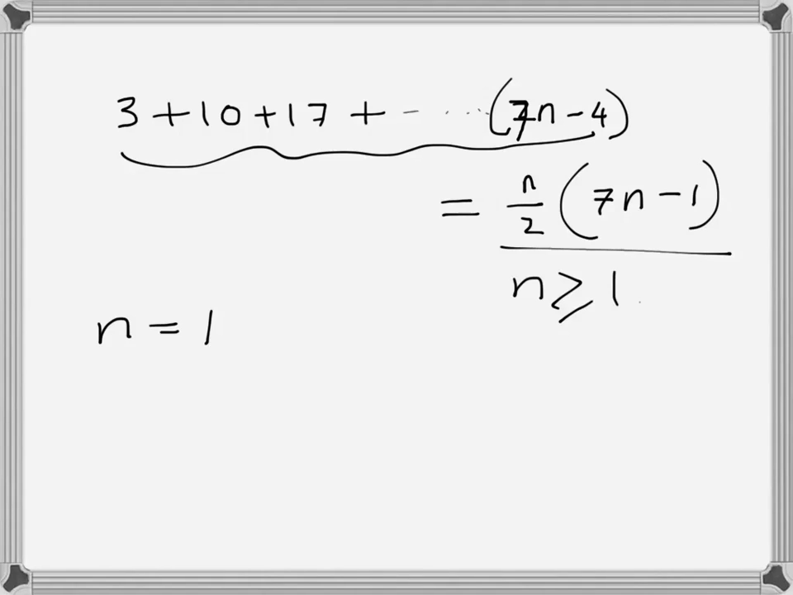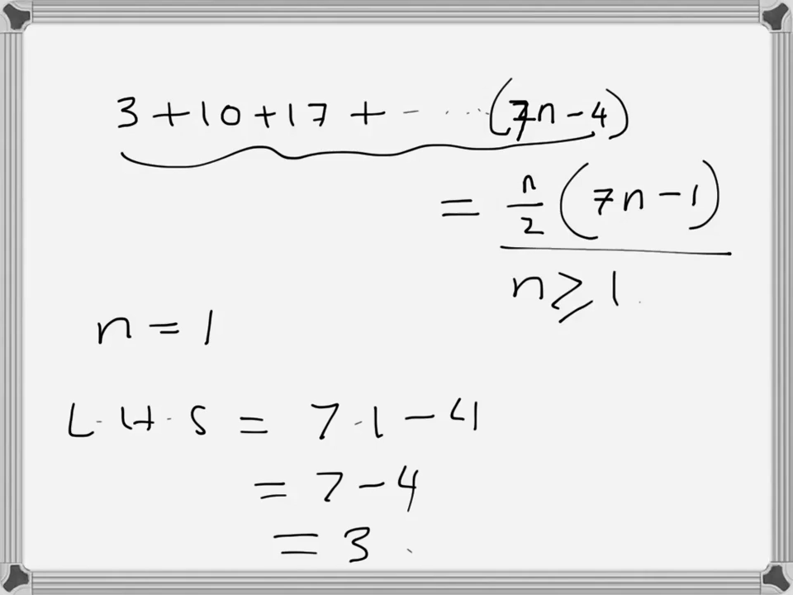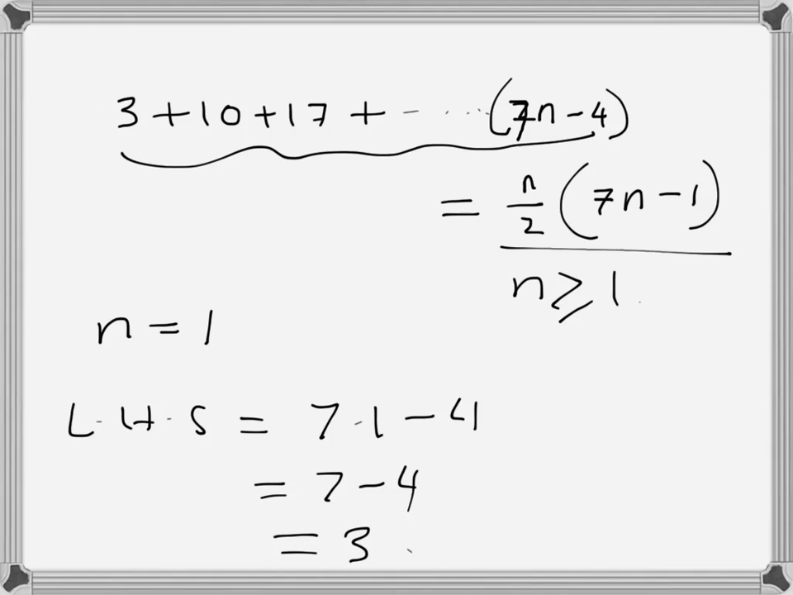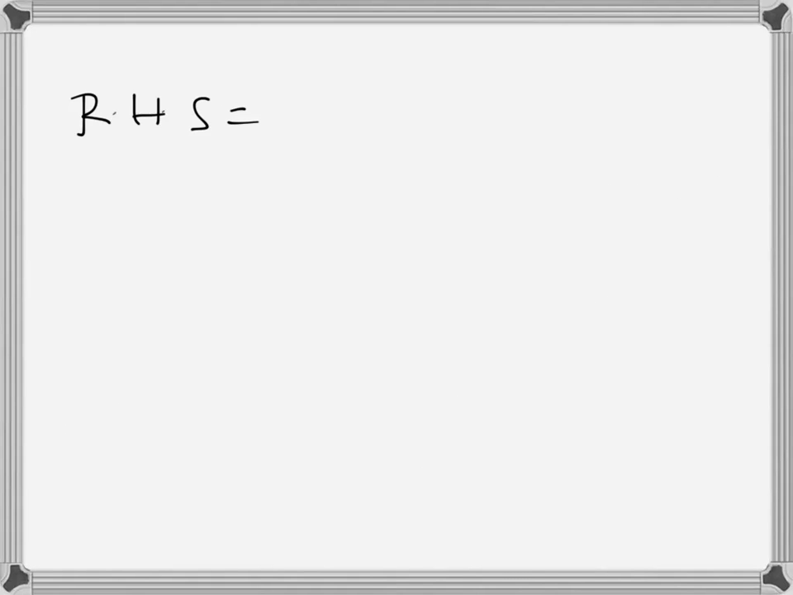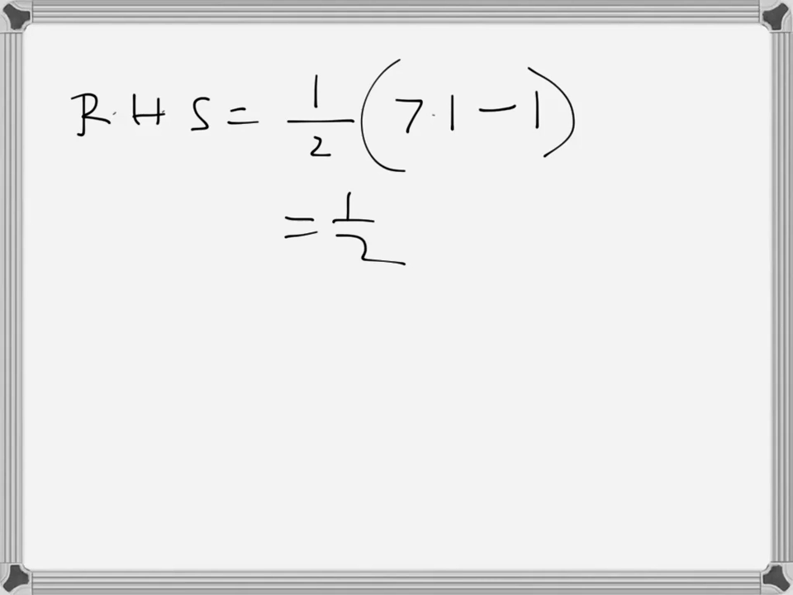When n is equal to 1, the left hand side is 7 into 1 minus 4, so that is 7 minus 4, and that's 3. And the right hand side is n over 2, so that's half, times 7 into 1 minus 1, which is 7 minus 1, that's 6. So half of 6 is 3. So it is true for n is equal to 1.